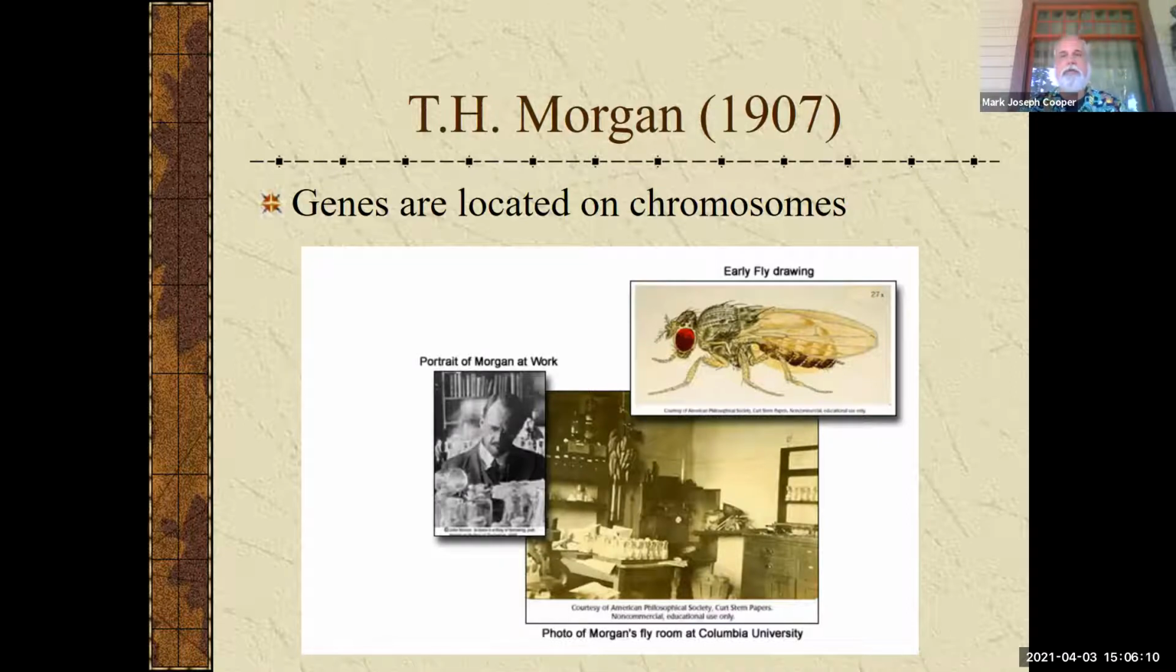So 1907, T.H. Morgan, working at Columbia University, actually coined the term genes. He was looking at early fruit flies. The reason he chose fruit flies is that they have 4 chromosomes, so easy to identify and manipulate. Humans, we have 46 chromosomes, 23 pair. And so anyway, he came up with the idea of genes.